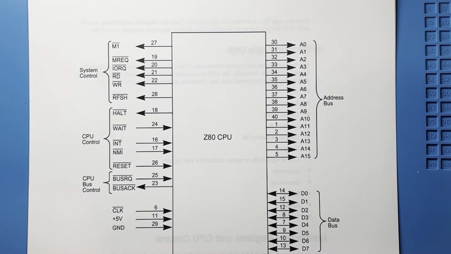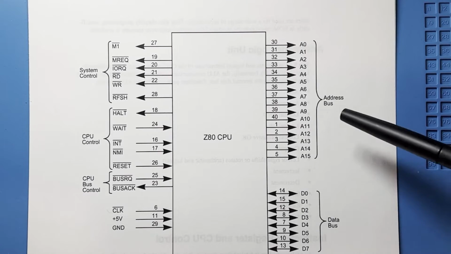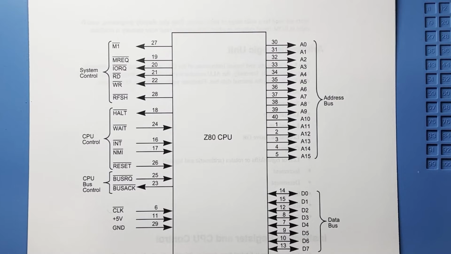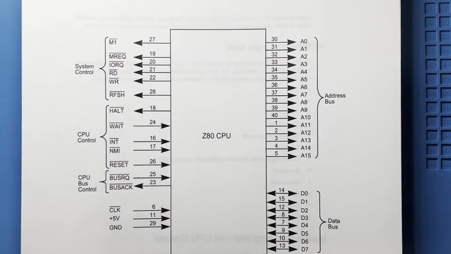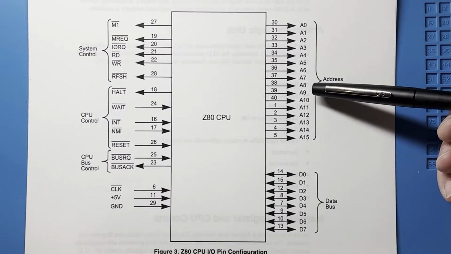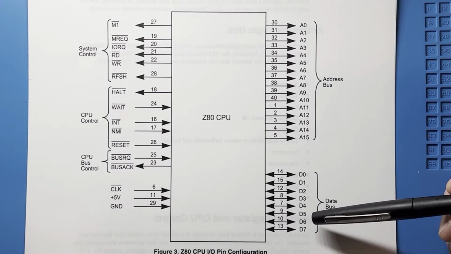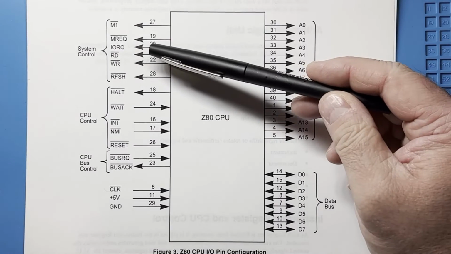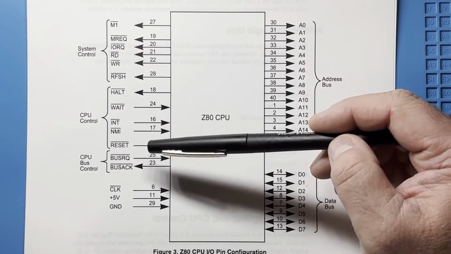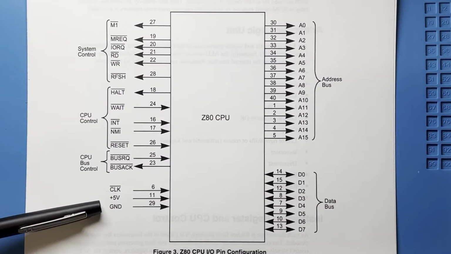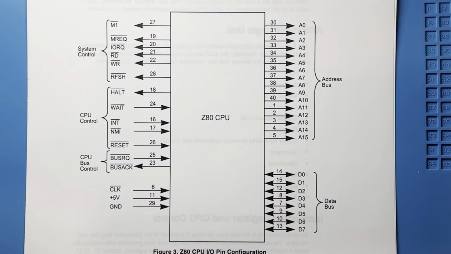Alright, let's take a look at the pinout of the CPU. As you can see here, the Z80 uses a 40-pin interface. Now this chart here is a logical layout and does not reflect how the pins are arranged on the chip. But over here on the right side you can see the 16-bit address bus and the 8-bit data bus. On the left side you can see the system control pins, the CPU control pins, the bus control pins. And also you have the clock input and the power and the ground.